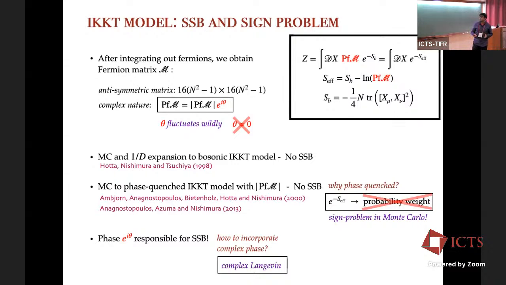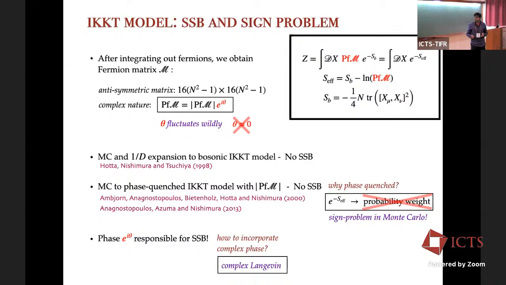There were Monte Carlo and 1/d expansion studies of the bosonic part of the IKKT model, and spontaneous symmetry breaking was not detected. Later, there was a phase-quenched IKKT model study using Monte Carlo, and again, no spontaneous symmetry breaking was detected. The reason they took the phase-quenched approach is associated with the sign problem, as David discussed in his lectures. The Boltzmann weight, because of the complex phase, can become negative or in general complex, and hence it cannot be interpreted as a probability weight. This is the sign problem.